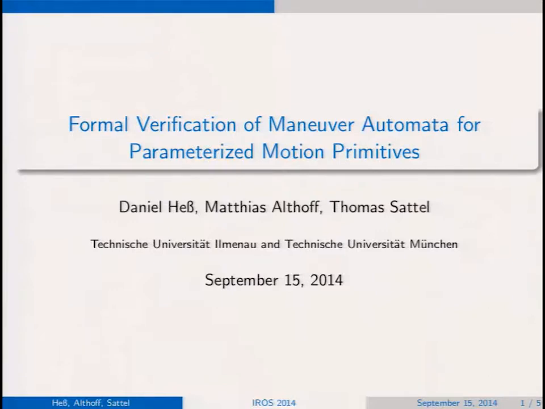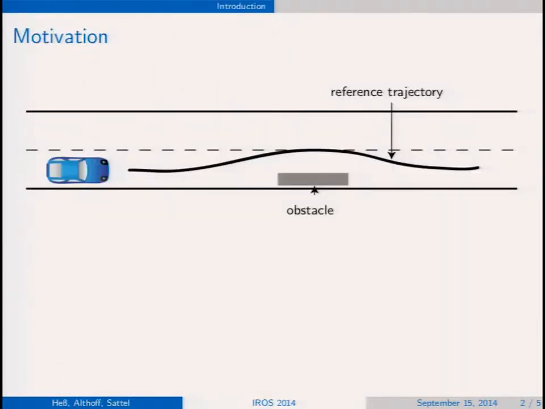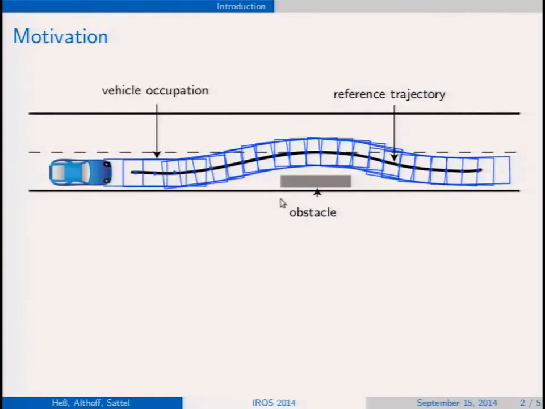This talk is going to be about guaranteeing safety of robots that try to track a reference trajectory. Like in this example here, we have an automated car that likes to avoid this obstacle. A naive approach of checking collision freedom would be to select a finite number of times and then check the occupancy of the vehicle at each time step, and then check if there's a collision or not.